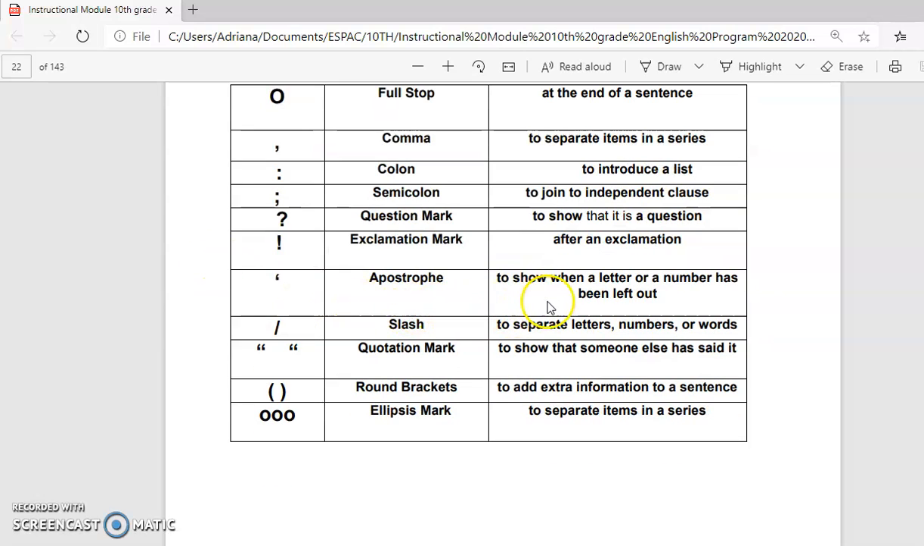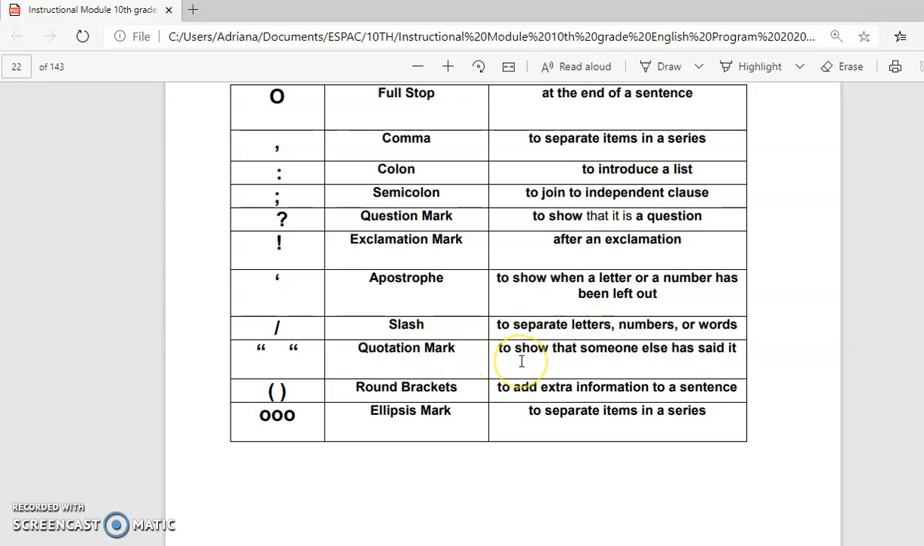Then you have the apostrophe. That's to show when a letter or a number has been left out. The apostrophe has other usages as well, so you can look for those. Sometimes it can mean possession as well. Then you have the slash, which is to separate letters, numbers, and words.